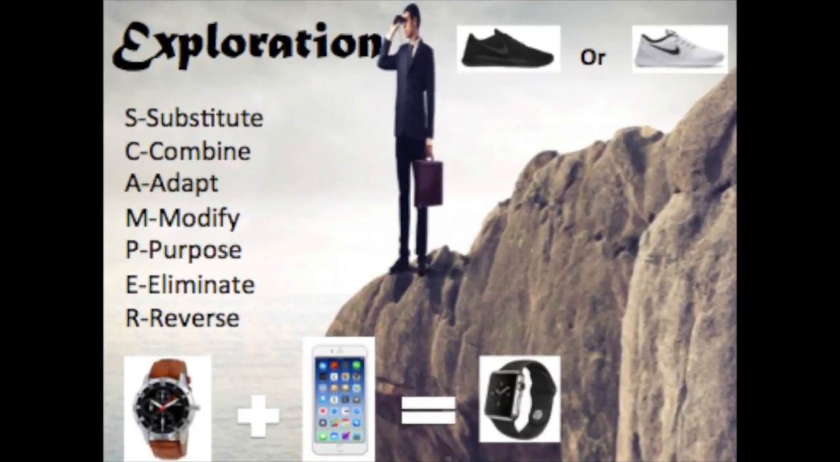The next stage of the design process is exploration. In this stage, the designer can explore different options for the design. They could do this by using the SCAMPER method, which can alter any aspects of the design, such as materials, use, and color.